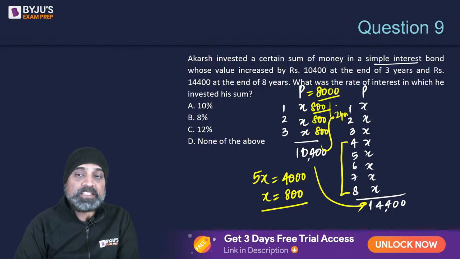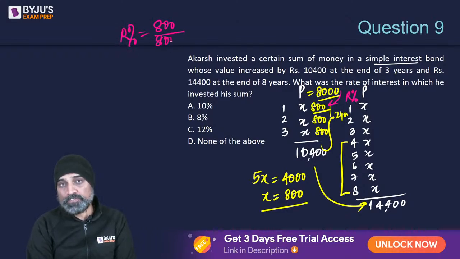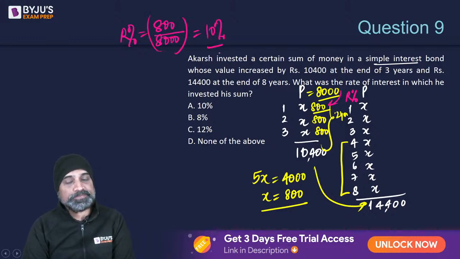And why are we getting this 800 on this 8,000? This is because of the rate of interest. So can we say the rate of interest is this 800 rupees that we are getting every year out of the principal amount, which is 8,000, which turns out to be 10%. Right? So the answer is going to be option A.